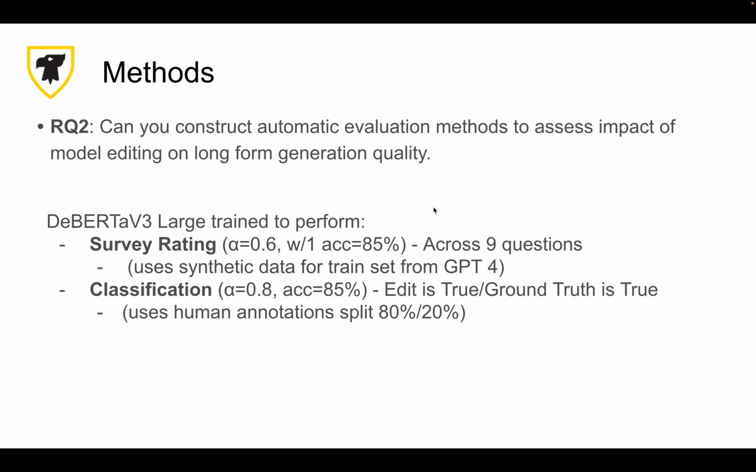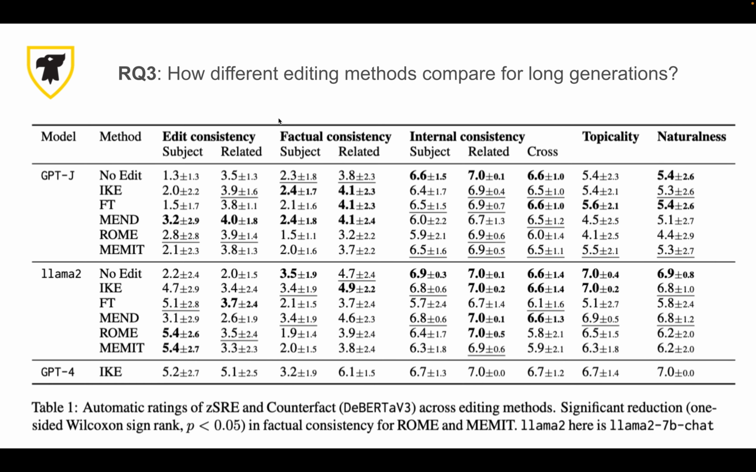Our second research question was, using this data that we collected from the annotations and the surveys, can we construct automatic evaluation methods to assess the impact of model editing on long-form generation quality? We were able to train a set of models that performed very well and correlated well with human annotators and survey takers for the survey rating task and the classification task. We use this automatic method to evaluate a large set of different standard methods for model editing across different models.